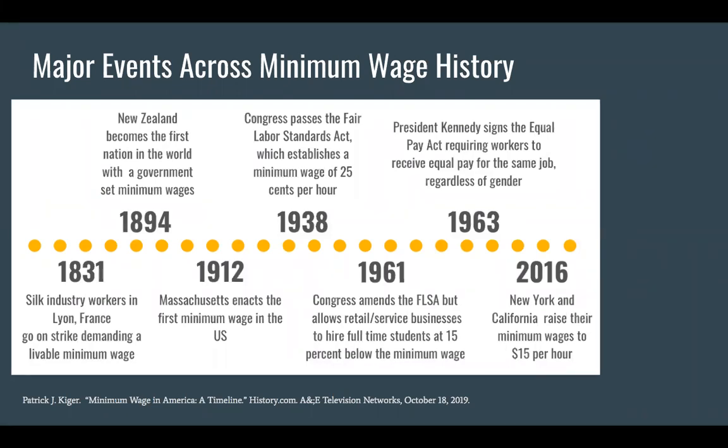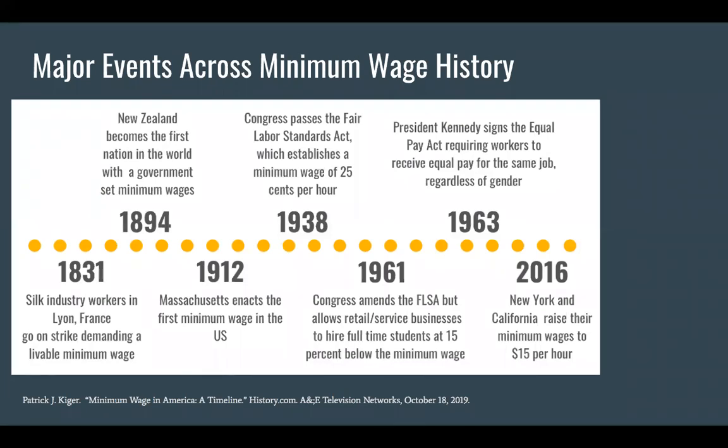I included this next one because it felt the most relevant for our class and the people in it. In 1961, Congress amended the FLSA to cover more workers, but also allowed retail and service businesses to hire part-time students at wages of 15% below the minimum, which is actually still legal. In 1963, President Kennedy signed into law the Equal Pay Act, which amended the FLSA to specify that workers covered by the federal minimum wage requirement were also entitled to equal pay for the same job, regardless of gender.